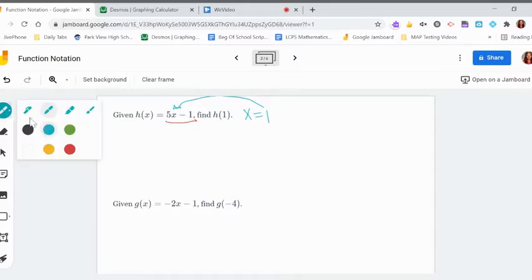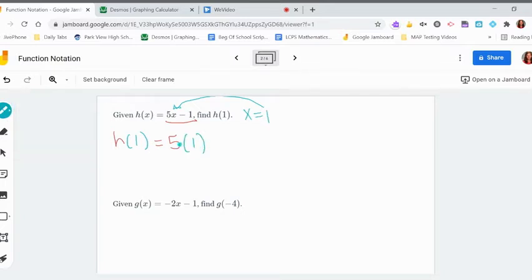So I'm going to say h of 1 equals 5. Instead of the letter x, that's where my 1 goes. And then part of the function is this minus 1. Okay? Now I multiply these two together. 5 times 1 is 5 minus 1. So now we have h of 1. I'm going to get rid of the blue 1 there. Equals 5 minus 1. So h of 1 is equal to 4.